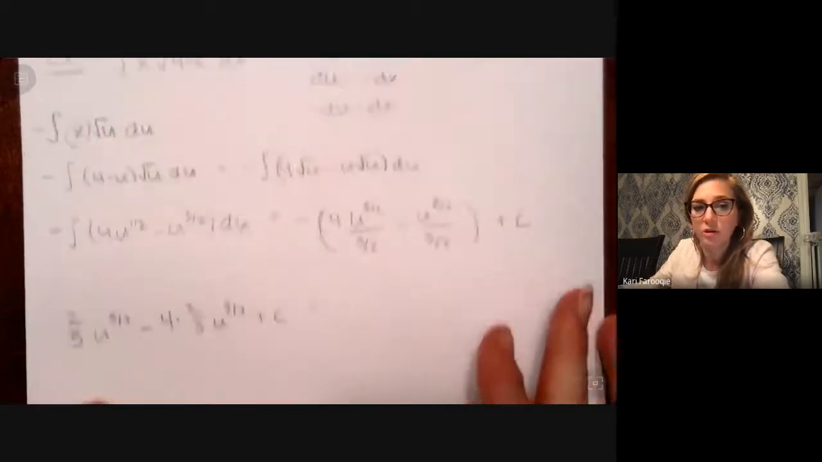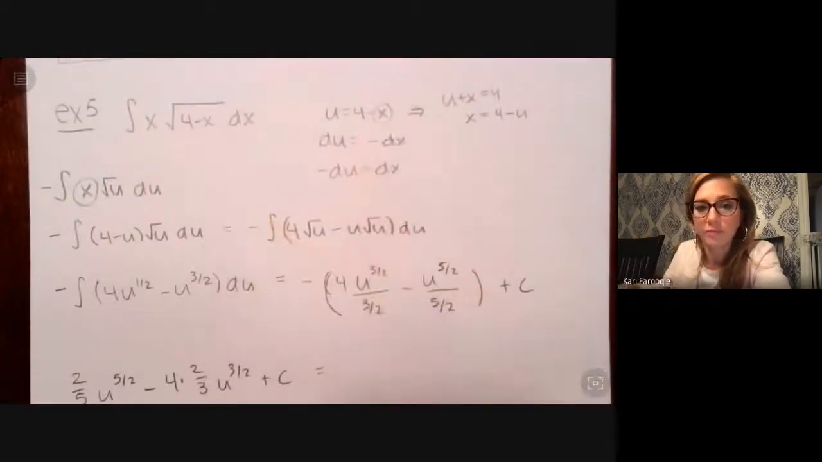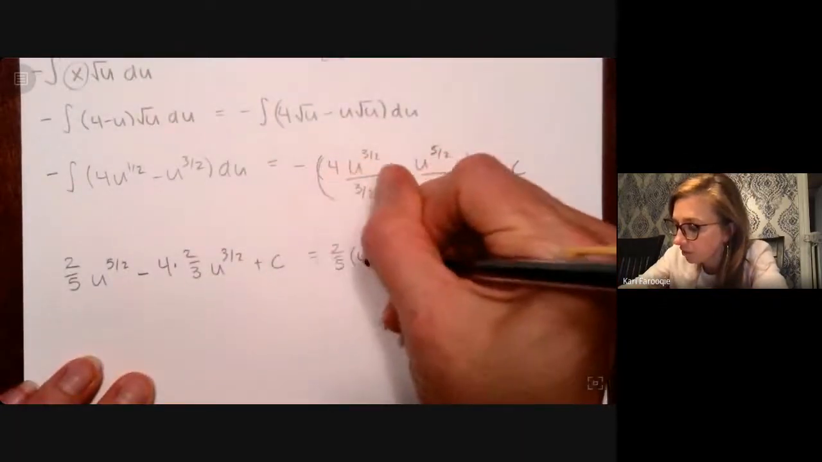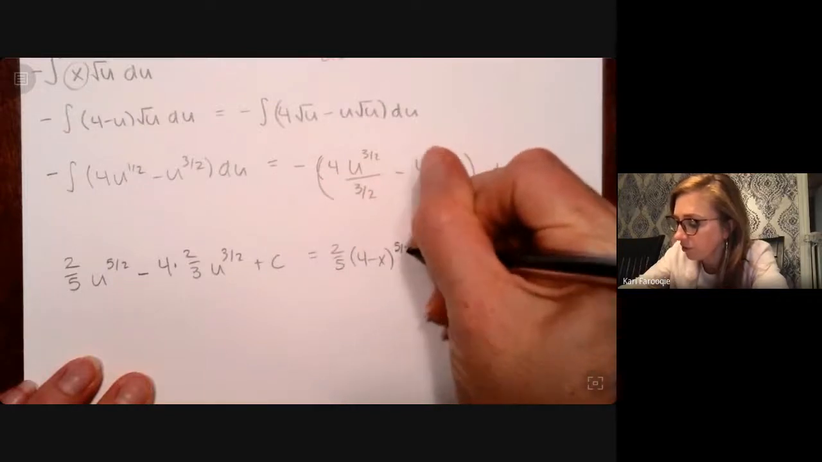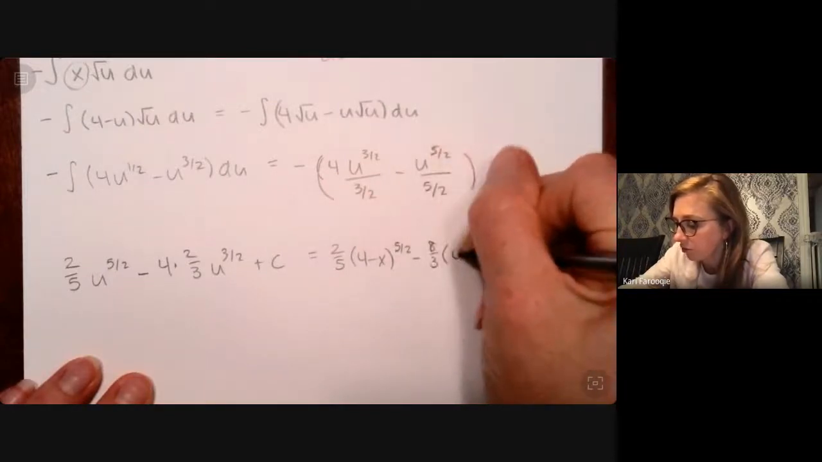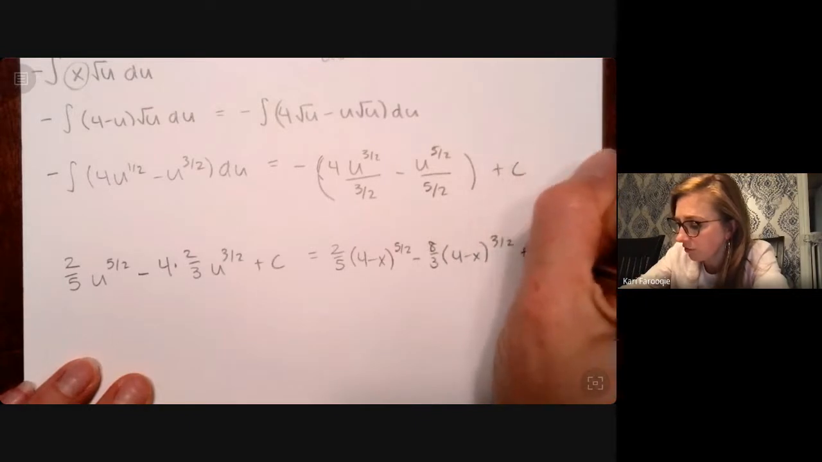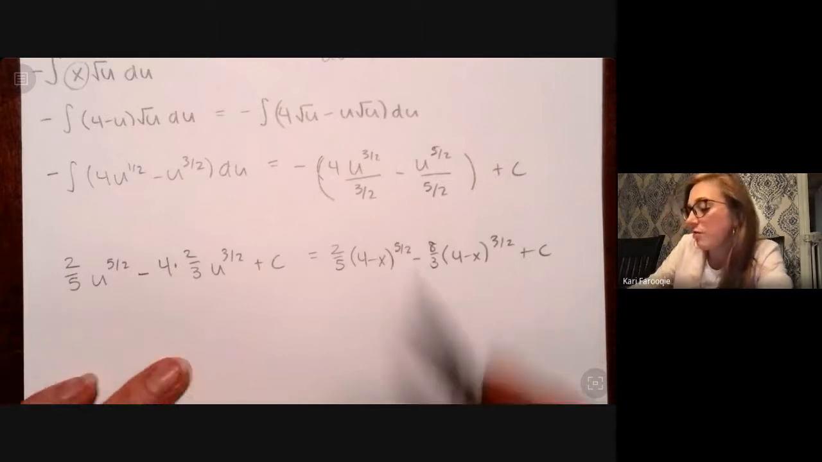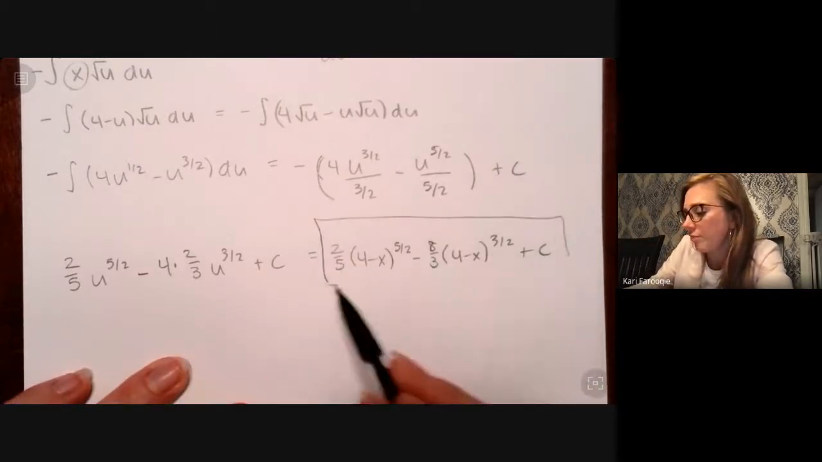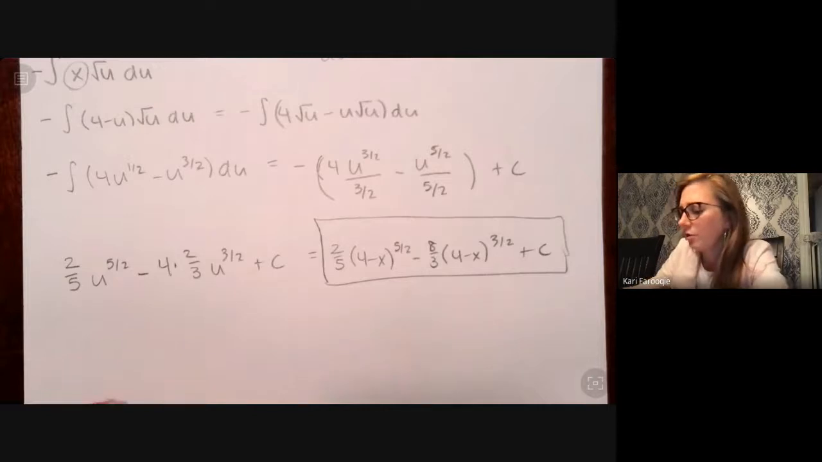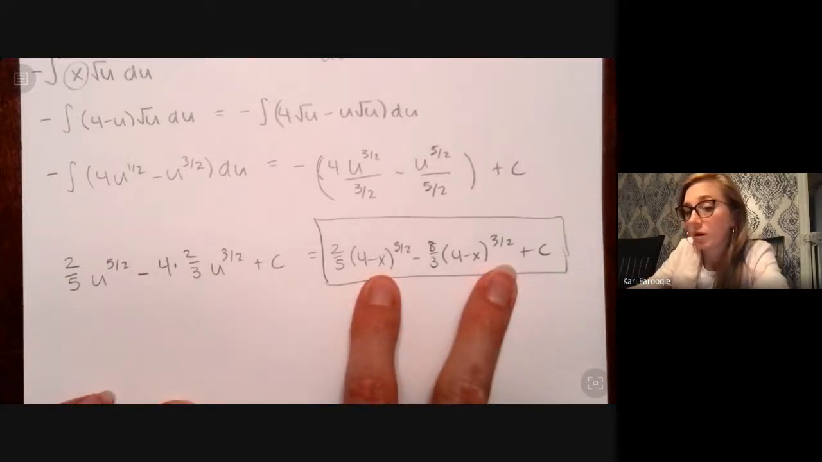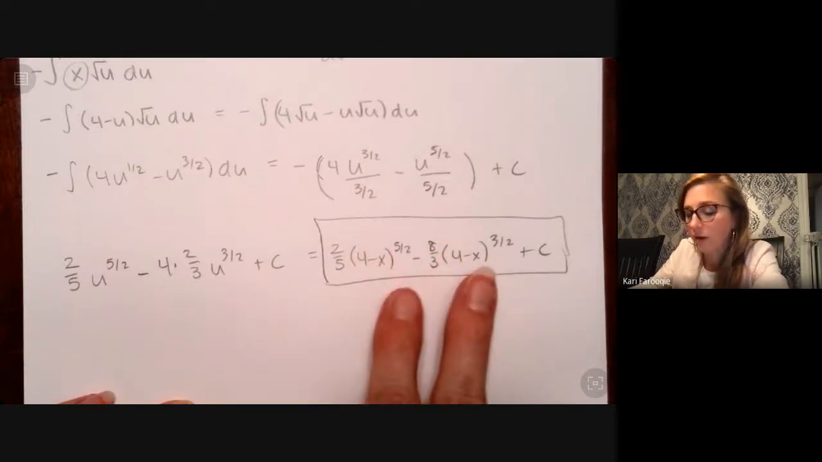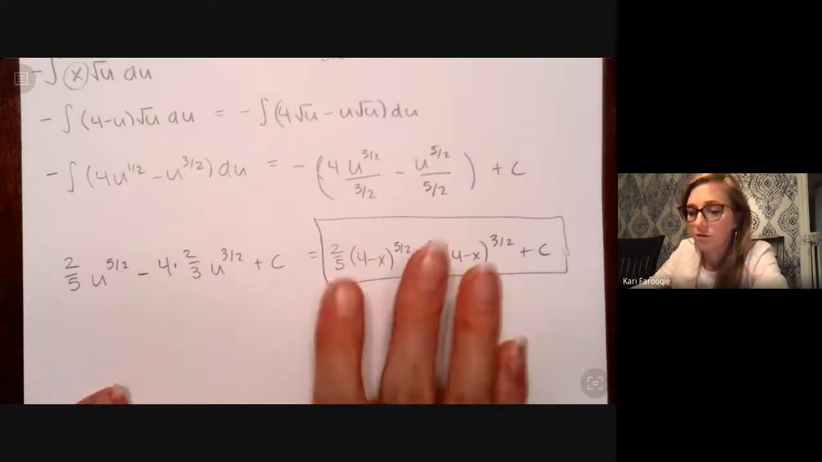We originally said that u is 4 minus x. So we're going to put that back in. So I'll have 2/5 times 4 minus x to the 5/2 minus 8/3 times 4 minus x to the 3/2 plus c. I am happy if you arrive at a conclusion like this. A lot of these books want you to factor out a 4 minus x to the 3/2 and then work with what's left and simplify it down. I'm not too worried about that. This is fine with me.